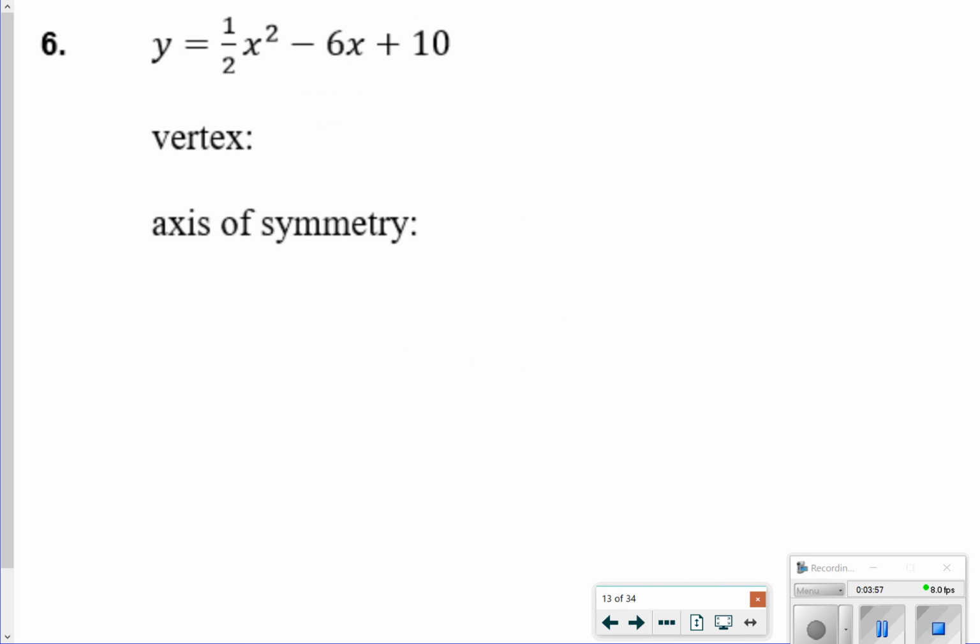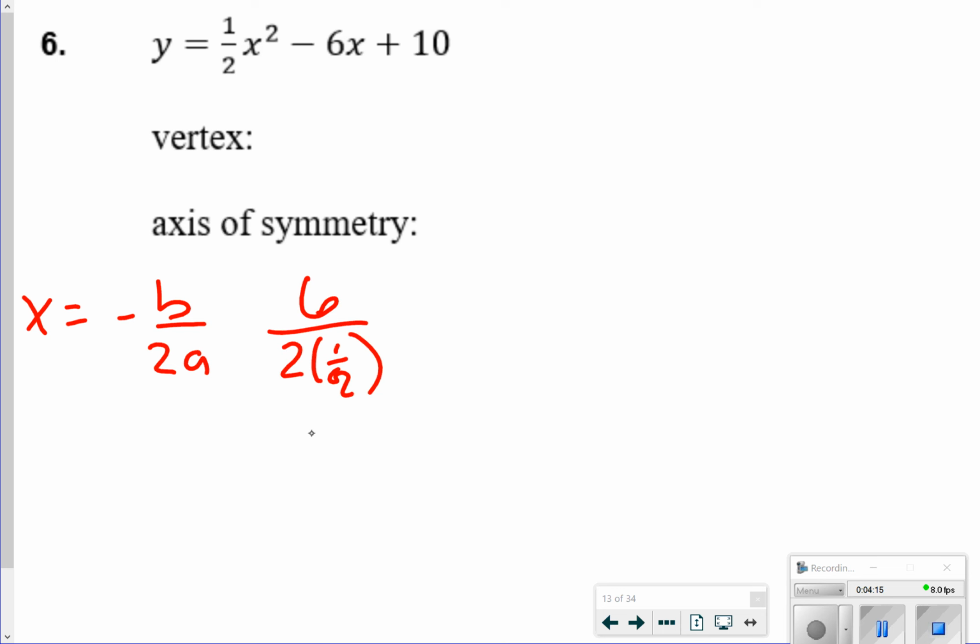Number 6, this one's written in standard form, so we're going to use x equals -b over 2a. So -b is -6, so you can technically change that to a +6 over 2 times 1/2. That's going to give us 6 over 1, which is just equal to 6. So that would be my axis of symmetry.